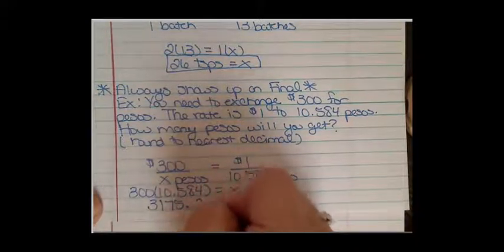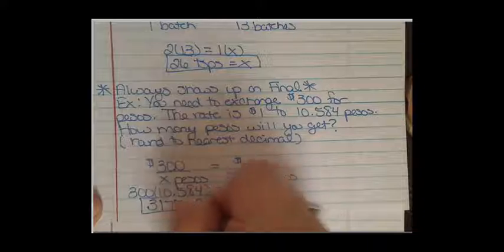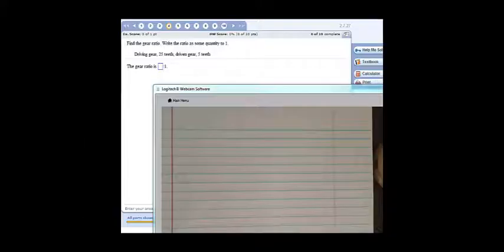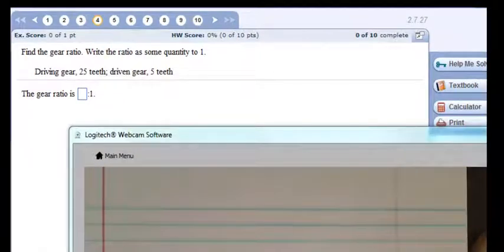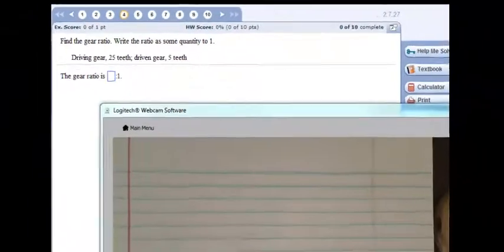Alright, so let's move on and do some homework. Let's get your homework open for 2.7, and I'm going to work a few of the problems for you. And I decided I would work the driving gear problem, even though I don't think you guys really need me to. But it is the most unique problem that you will have. So if you open up your homework, go to problem number 4, and it says find the gear ratio, and then write the ratio as some quantity to 1.